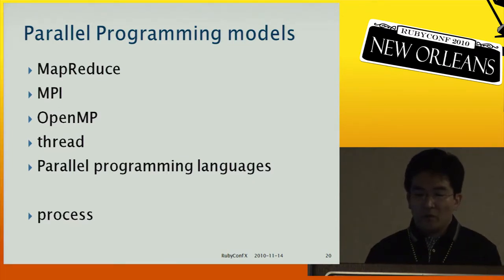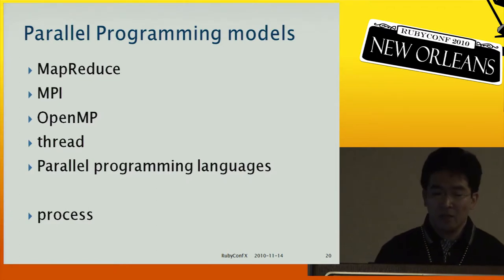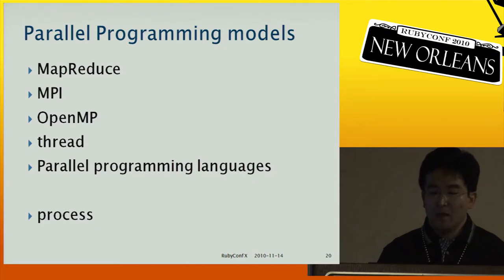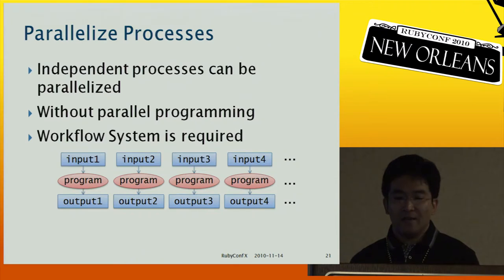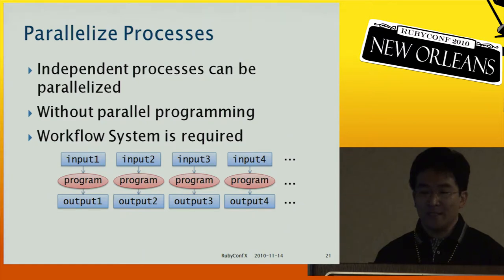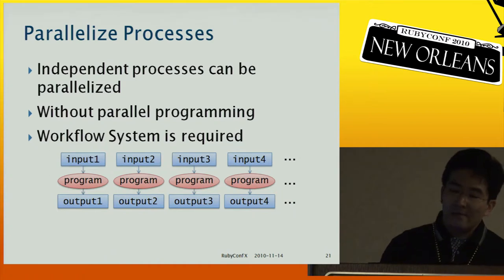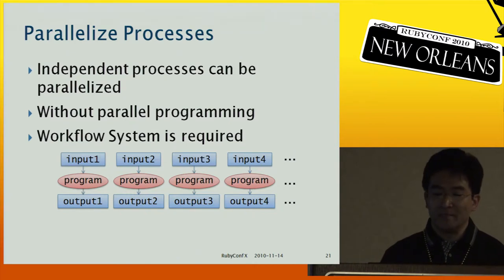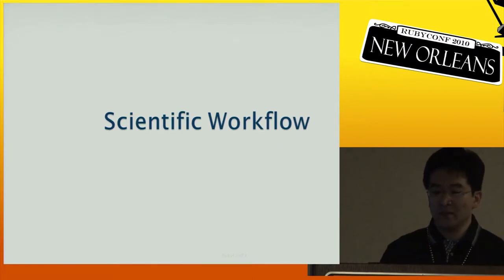These parallel programming models are not easy, but in contrast, processes are easily parallelized. It does not require parallel programming. Assume that you have a set of input files. In this case, independent processes can be parallelized without parallel programming. However, if the task dependency becomes complex, it needs a workflow system. So let's move on to the next topic, scientific workflow.